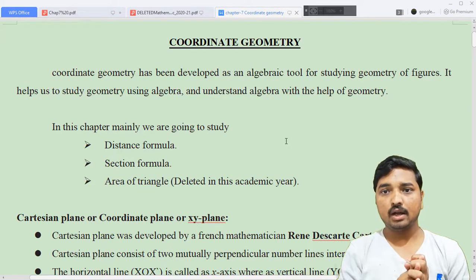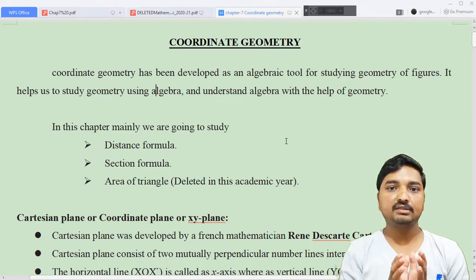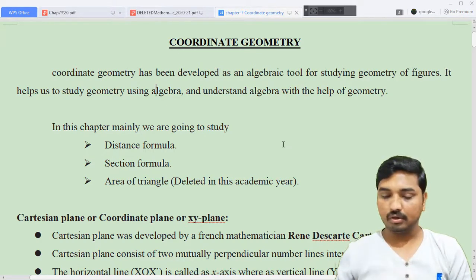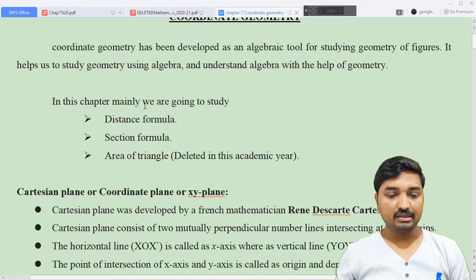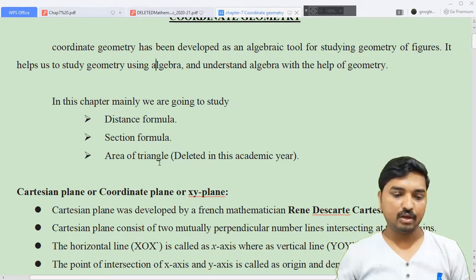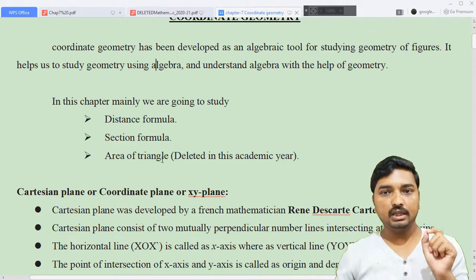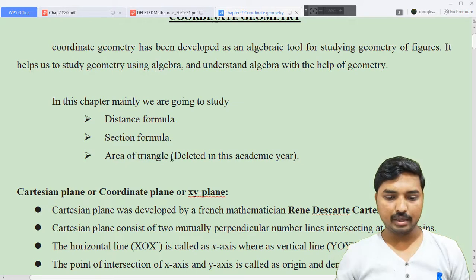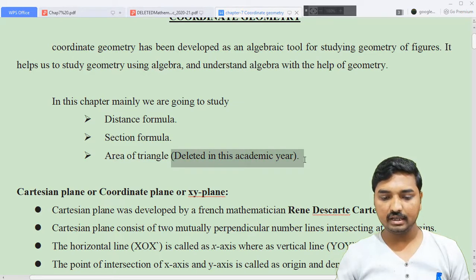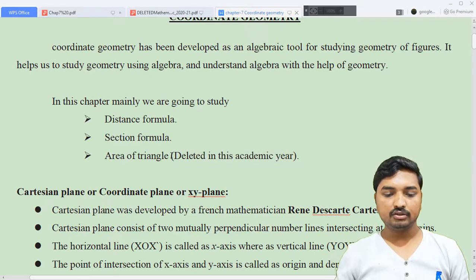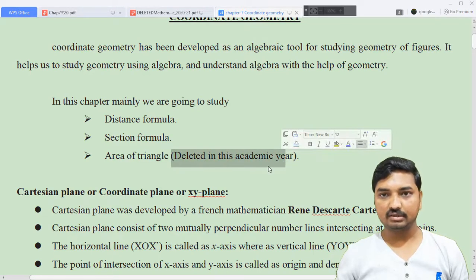Before that, let us see what topics are involved in this chapter. In this chapter we are going to study, first, the distance formula. The second topic is the section formula. And the third topic is area of triangle. Of these three topics, the third topic, area of triangles, is deleted in this academic year. The syllabus is reduced for you.